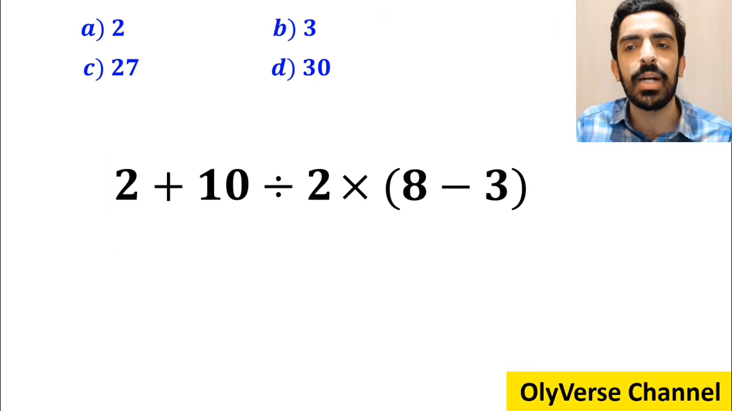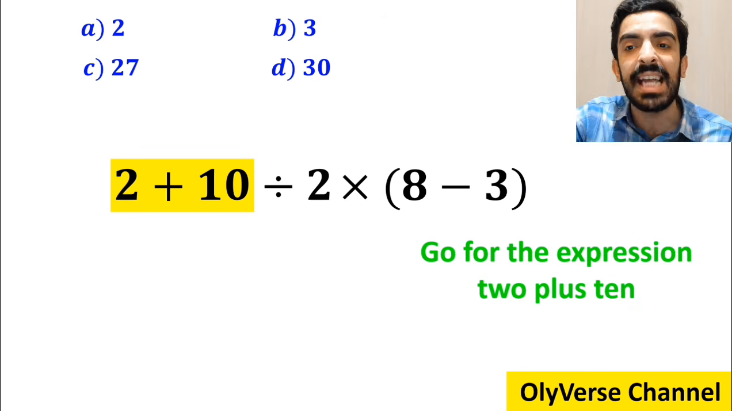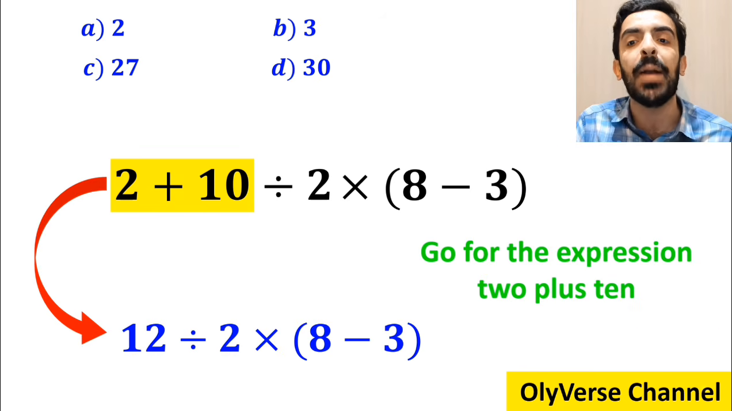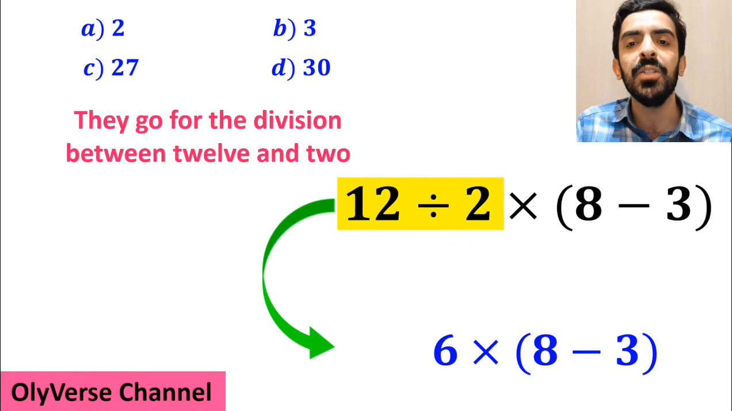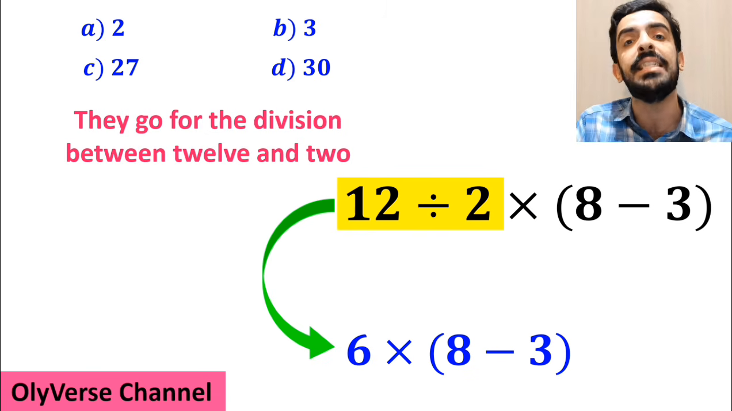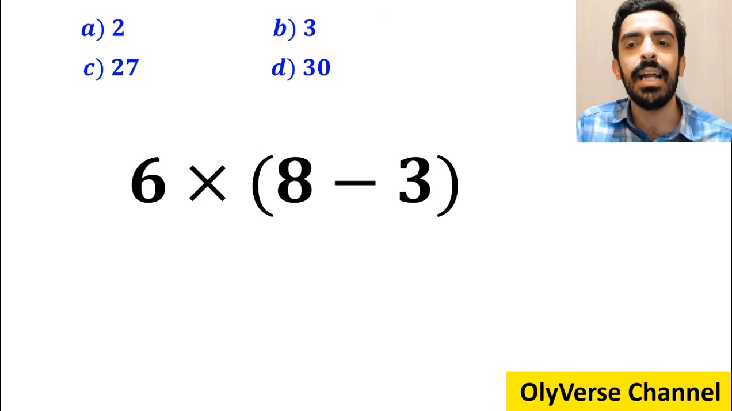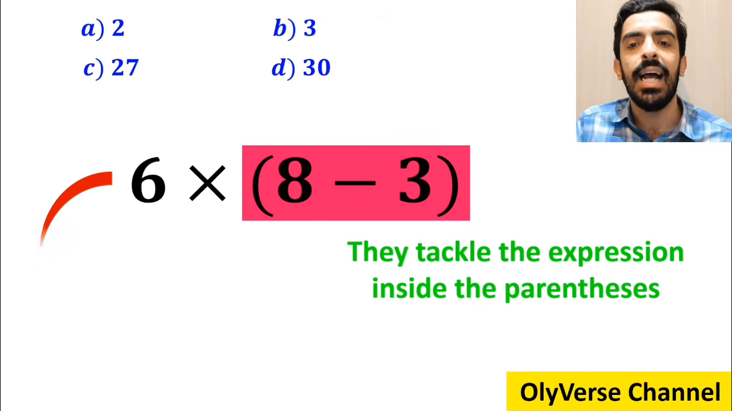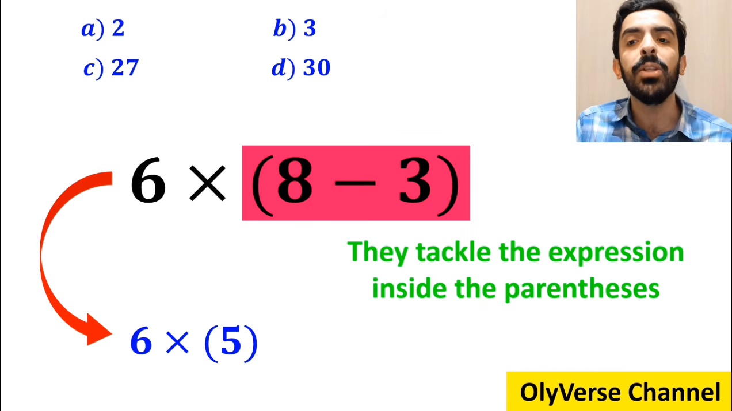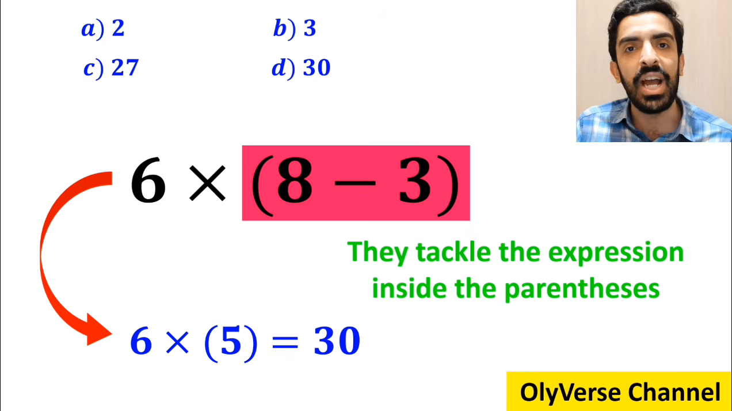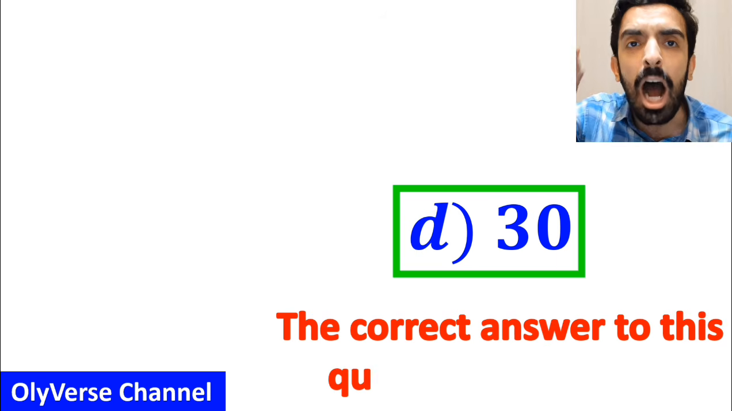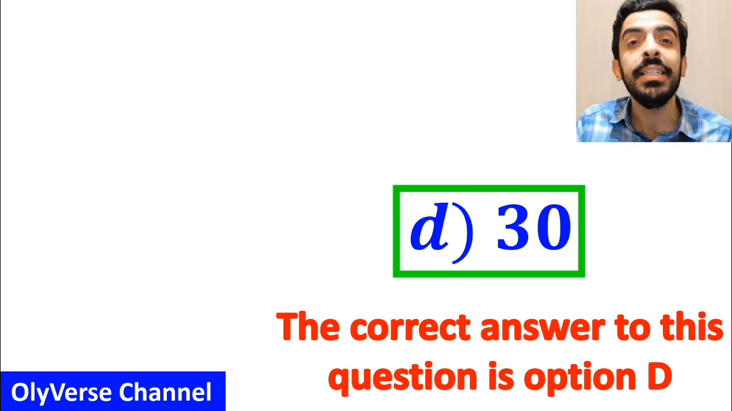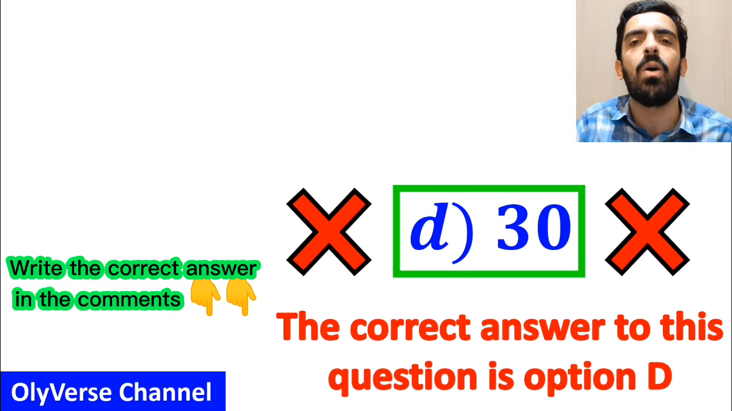Many people, when solving this question, first go for the expression 2 plus 10 and write this expression as 12 divided by 2 times 8 minus 3 inside the parentheses. And the next step, they go for the division between 12 and 2, and this expression simplifies to 6 multiplied by 8 minus 3 inside the parentheses. And the final step, they tackle the expression inside the parentheses and write it as 6 times 5, which ultimately gives them the answer 30. Then, without any hesitation, they quickly say that the correct answer to this question is option D. However, this answer is absolutely wrong.